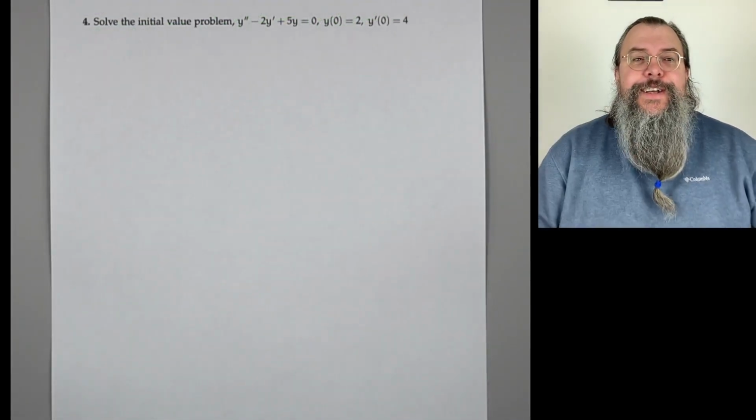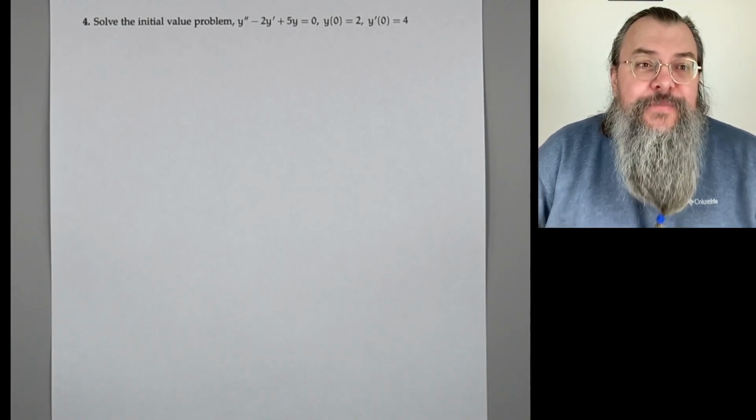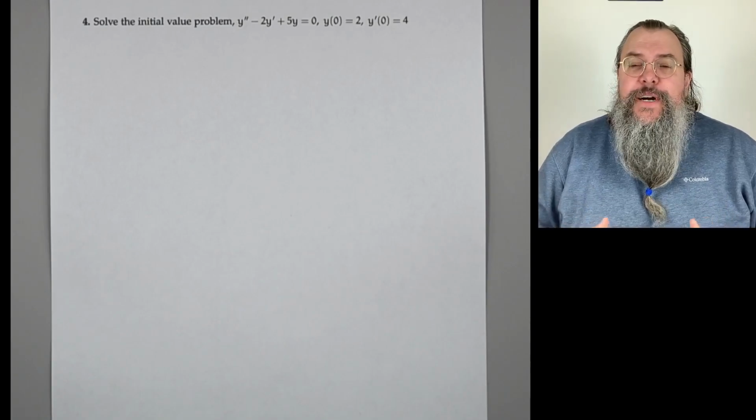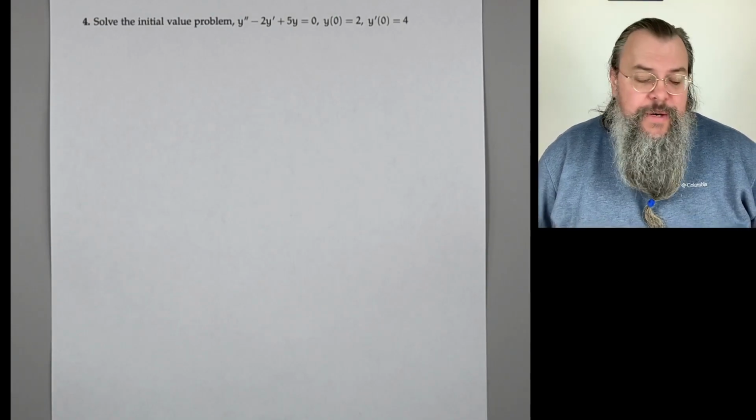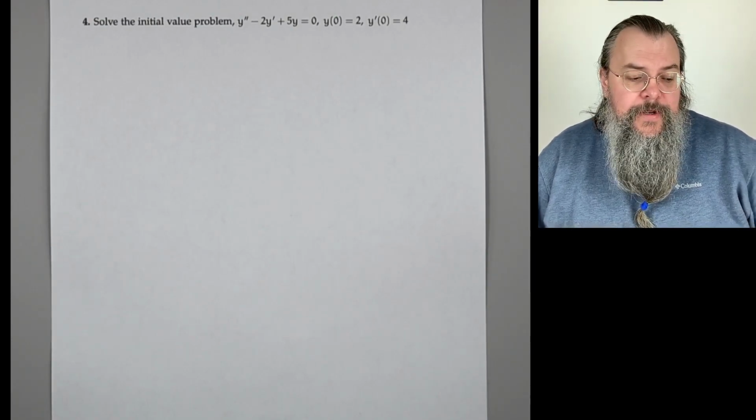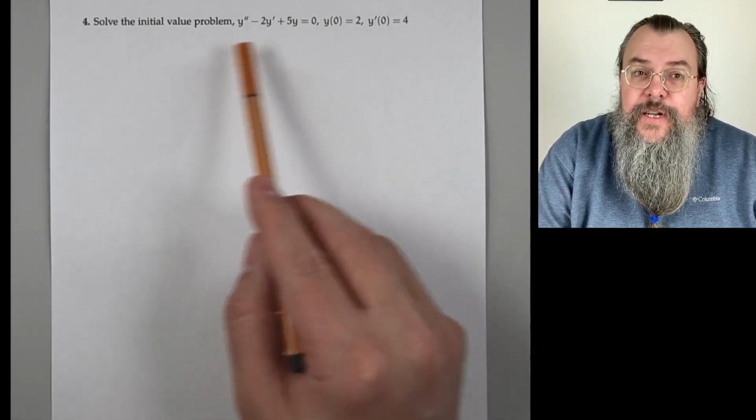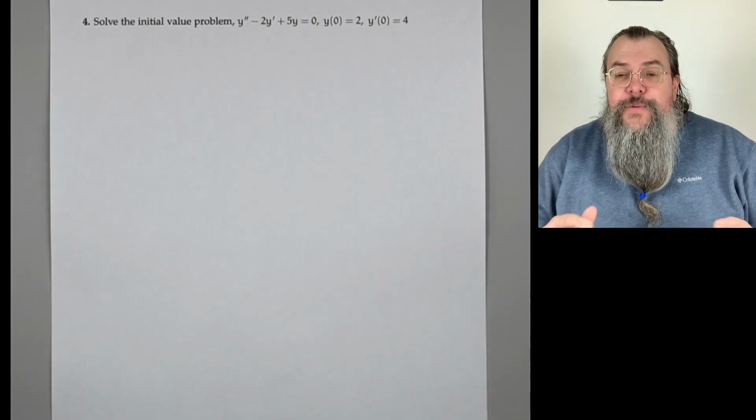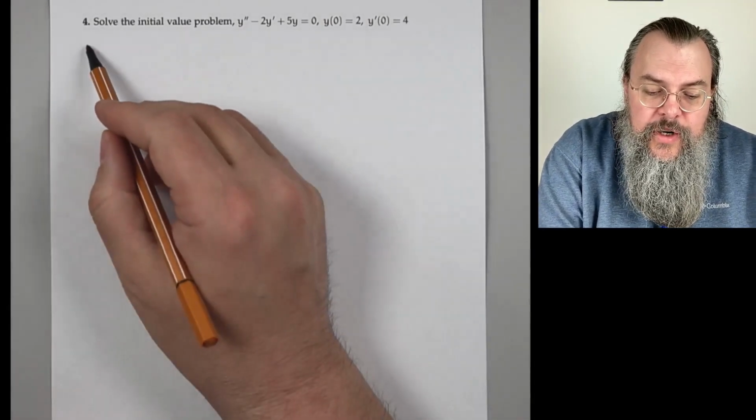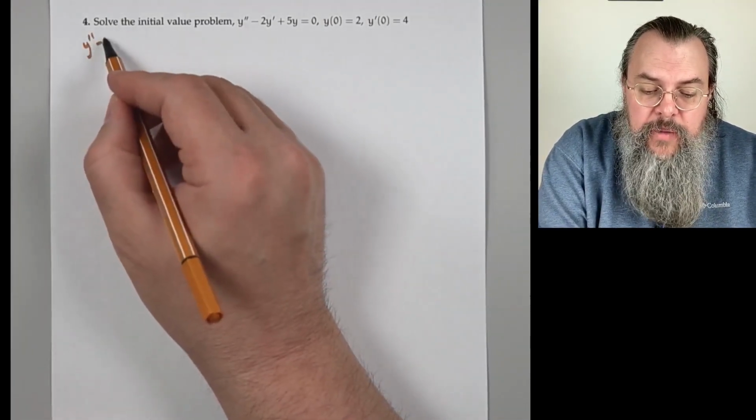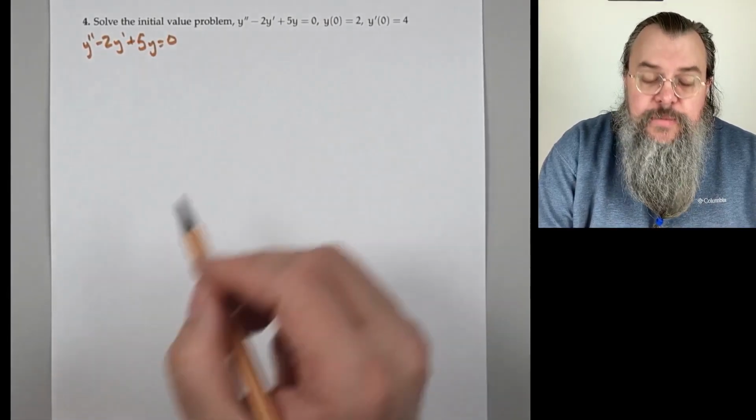Number 4, solve the initial value problem. Oh, an initial value problem. We've been waiting for you. Y double prime minus 2y prime plus 5y is equal to 0. Y of 0 is equal to 2, and y prime of 0 is equal to 4. All right, good. Now we see constant coefficient, linear, homogeneous. Perfect. Our favorite kind. And so we turn our differential equation, y double prime minus 2y prime plus 5y equals 0, into an algebra equation.